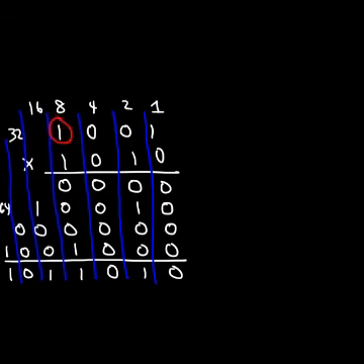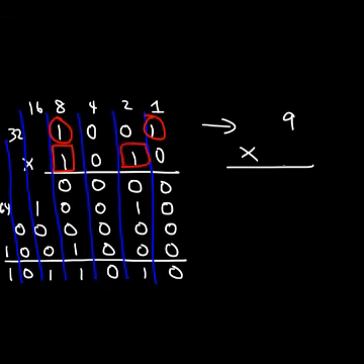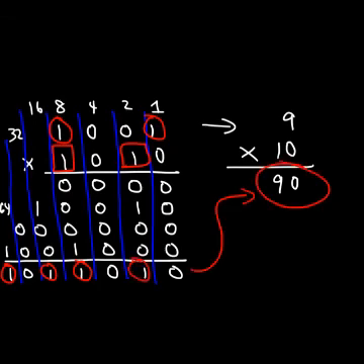So here we have 8 plus 1, which is 9. And here we have 8 plus 2, which is 10. 9 times 10 is 90. So this is going to be 64 plus 16, that's 80, plus 8, that's 88, plus 2, so that's 90. And that's it for this video.